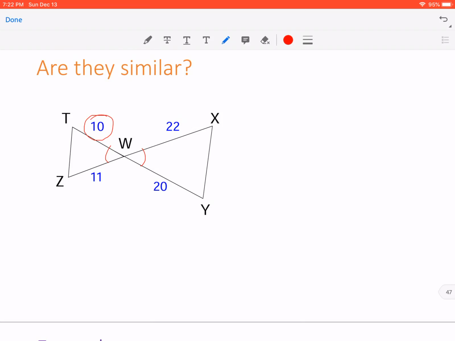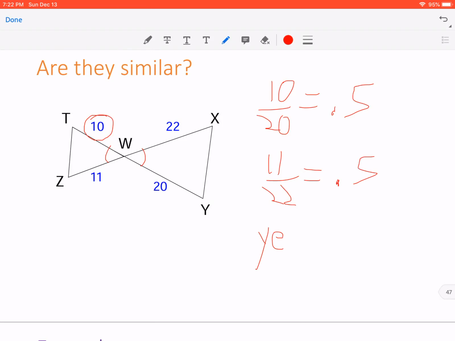Well, between 10 and 11, 10's a smaller number, so 10 should go with the smaller number on the other triangle. So that's 10 divided by 20. That's a half, or 0.5. Well, that means 11 goes with 22. Wouldn't 11 over 22 also be a half, or 0.5? So are they similar? Yes.